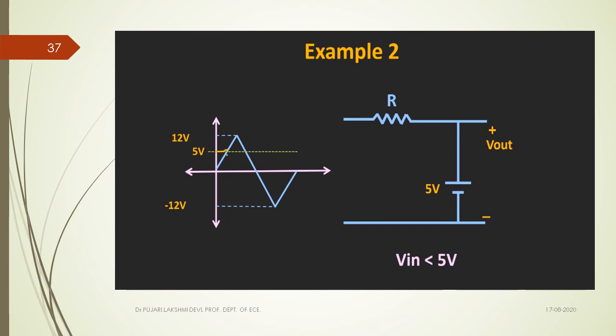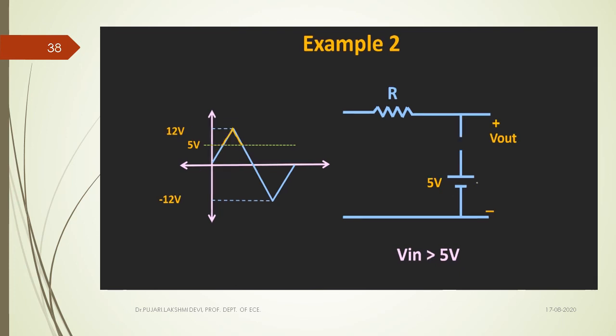Whenever the input is greater than 5 volts, the diode becomes open circuited. If the diode becomes open circuited, in what way do we have an output? If the diode is open circuited here, the output is the same as its input. This yellow line indicates the output waveform. Whenever the diode is open circuited, the output is the same as the input.